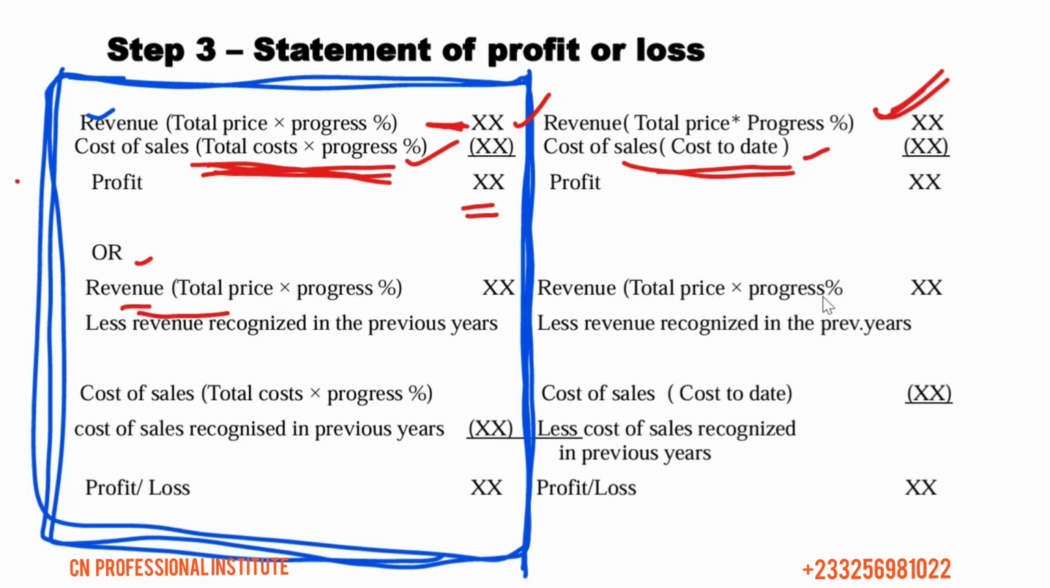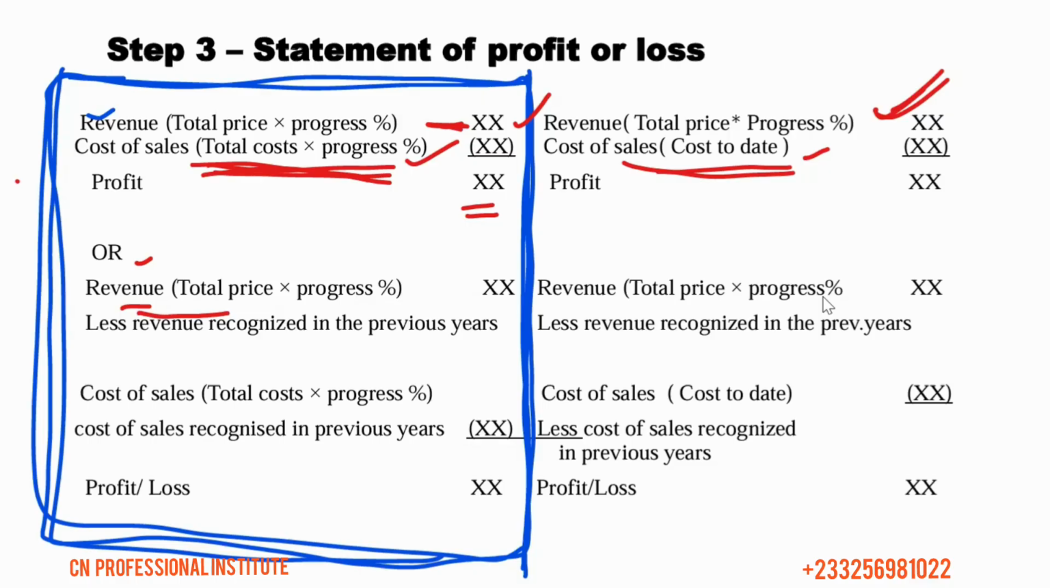In that case, what you do is just apply the progress on your total contract price, and that'll be your revenue. But if you've already recorded revenue in the previous years, then after you have multiplied the progress by the total contract price, you less the previous revenue you've recorded, less the previous revenue recognized. Are you following? So it will be your total price by the progress. Then if you have already recorded previous revenue, less it, because these amounts are cumulative.